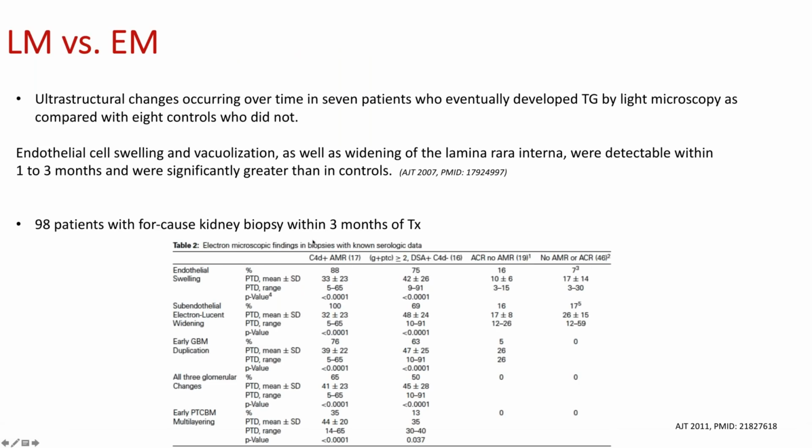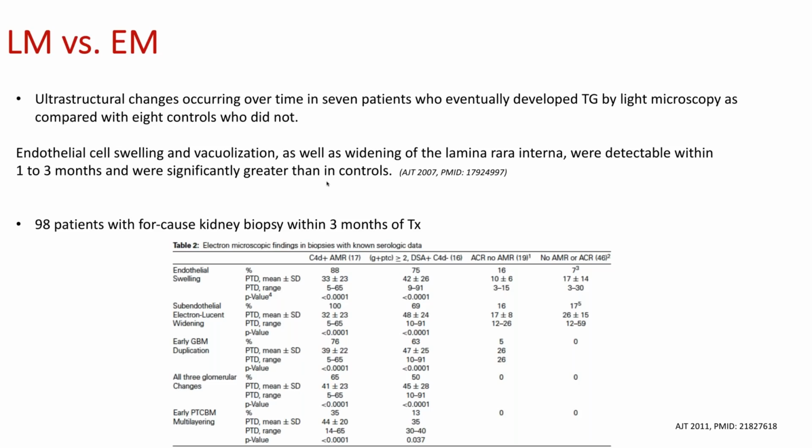So what is the relationship between light microscopy versus electron microscopy? Now, there are 2 studies I would like to quote here. One, an ultrastructural change occurring over time was described in 7 patients who eventually developed transplant glomerulopathy by light microscopy, as compared with 8 controls who did not. So these are serial biopsies showing 7 patients compared with 8 controls. Here, endothelial cell swelling and vacuolization, as well as widening of the lamina rara interna, were detectable within 1 to 3 months and were significantly greater than in controls.